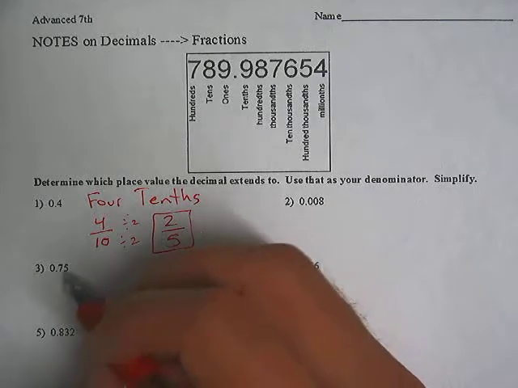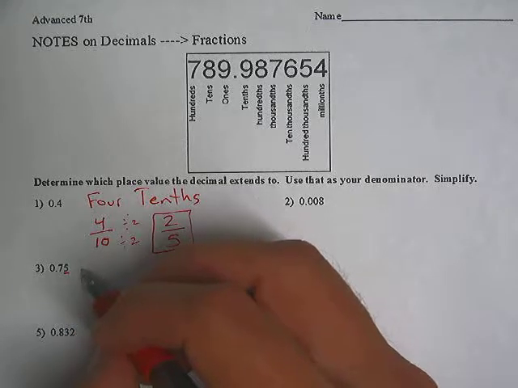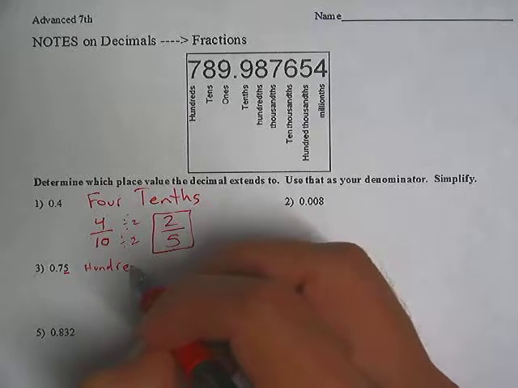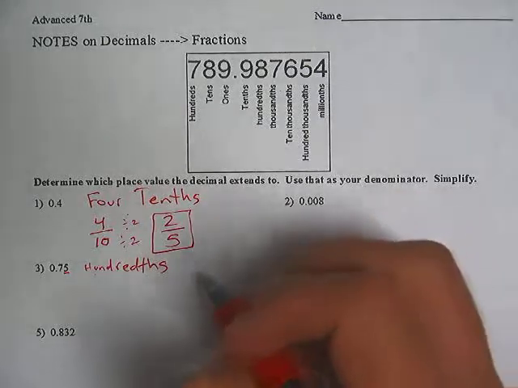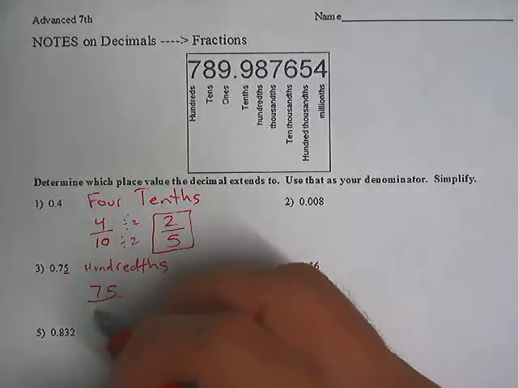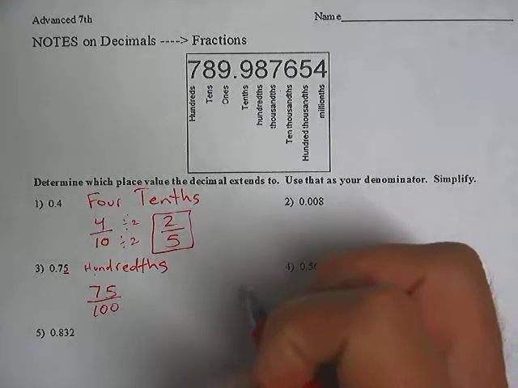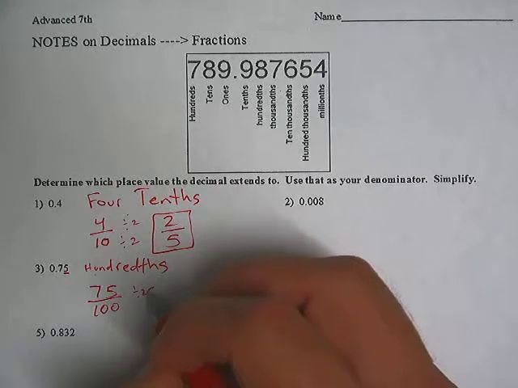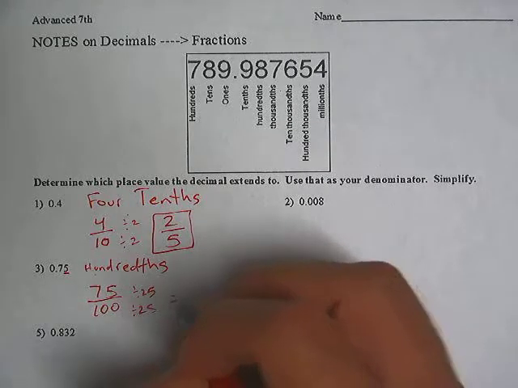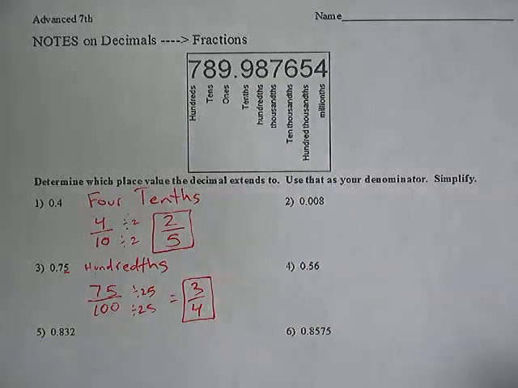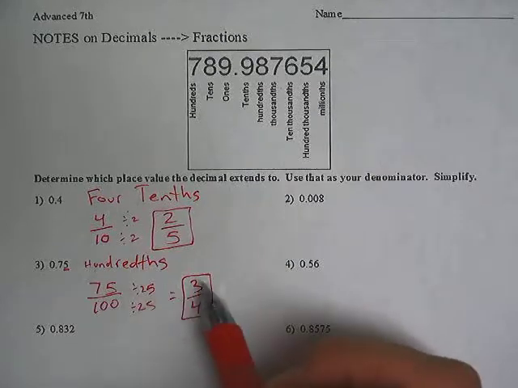So if I slide down, 0.75, that is 75, and the last spot here is our hundredths. 100 with the TH, hundredths. So it's 75 hundredths. And then I would simplify that. So these are both divisible by 25. And so I'm going to get 3/4, which we knew was the answer.